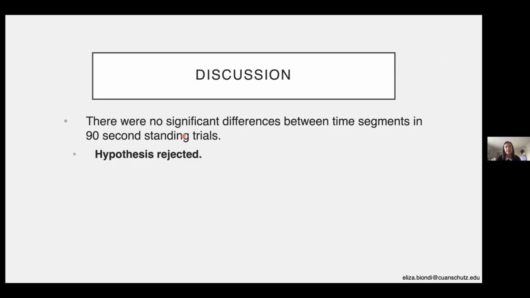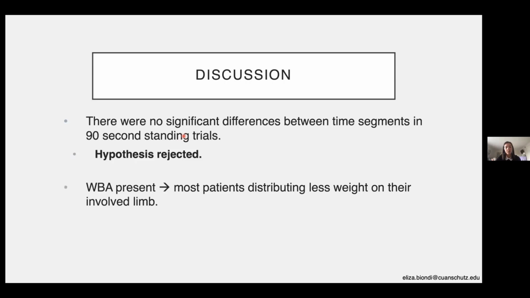My hypothesis is rejected. But as we knew from our background information, weight-bearing asymmetry would be present in this population, with most patients distributing less weight on their involved limb. And this is most likely due to a habitual stance. So when patients were asked to stand in a quiet stance, they assumed this position right away, which suggests this is their new baseline for how they distribute their weight.